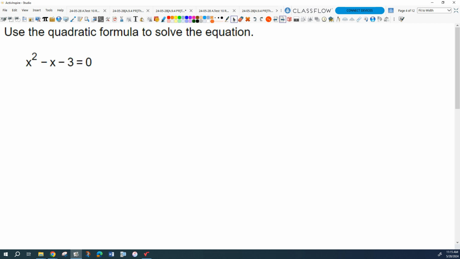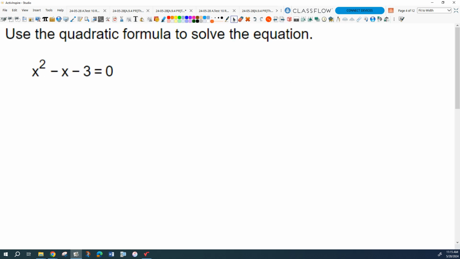Okay, this one, I can't point to a single x, so I can't isolate. There are no magic numbers. I would prefer to use magic numbers if I could, but unfortunately there aren't any, right? That multiply to negative 3 and add to negative 1, so I've got to use the quadratic formula. So first of all, remind me about that. If I've got a quadratic equation in standard form, ax squared plus bx plus c equals 0, then x equals what?